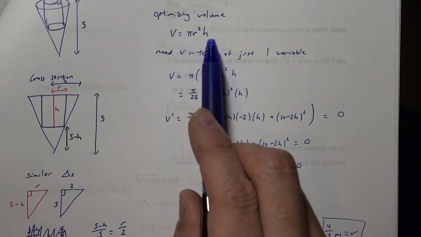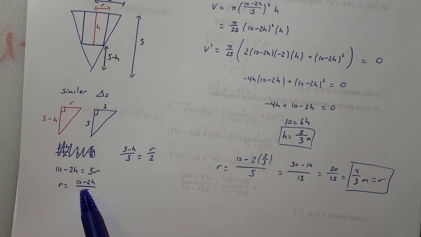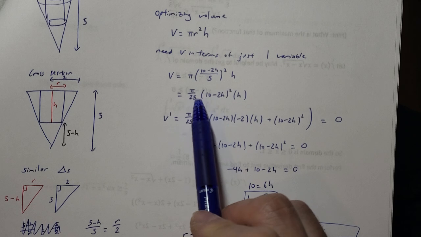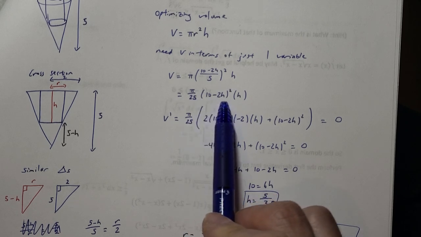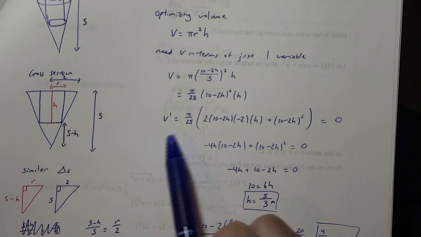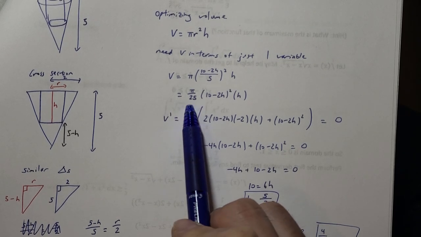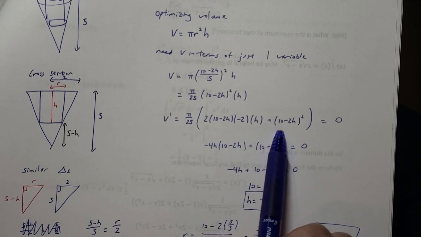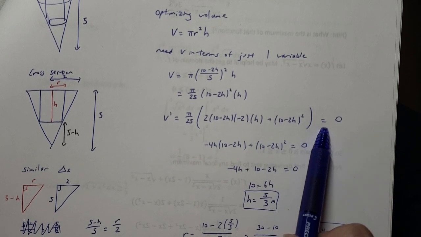So I keep my h, but then r I write in terms of h, right there. Okay, and then you start simplifying a little bit to make your life easier. Now we differentiate because we want to optimize. V prime is, this is a constant, leave it alone. We need a product rule here. Set it equal to 0 to optimize.